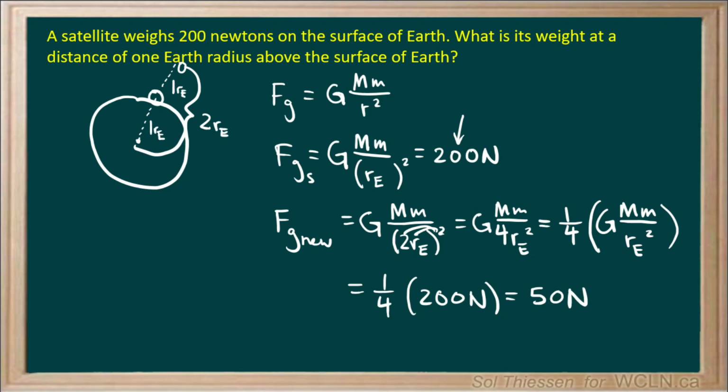So that would be the force of gravity acting on the satellite if we moved it an additional Earth radius away from the surface of Earth. So it would be 50 newtons. And that's because, as we see from the universal law of gravitation, the force of gravity, or the weight force, is inversely proportional to the distance between the masses squared. So if we double the distance, the force of gravity will be 1/4 what it was before. If we triple the distance, it will be 1/9 what it was before, so on and so forth.